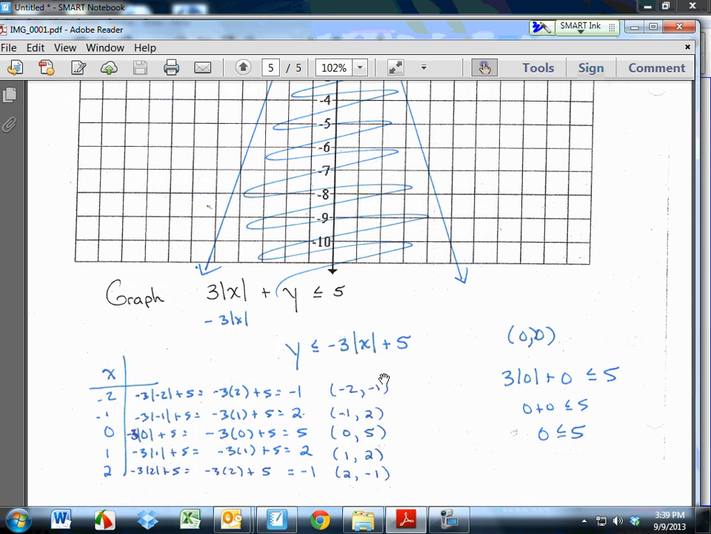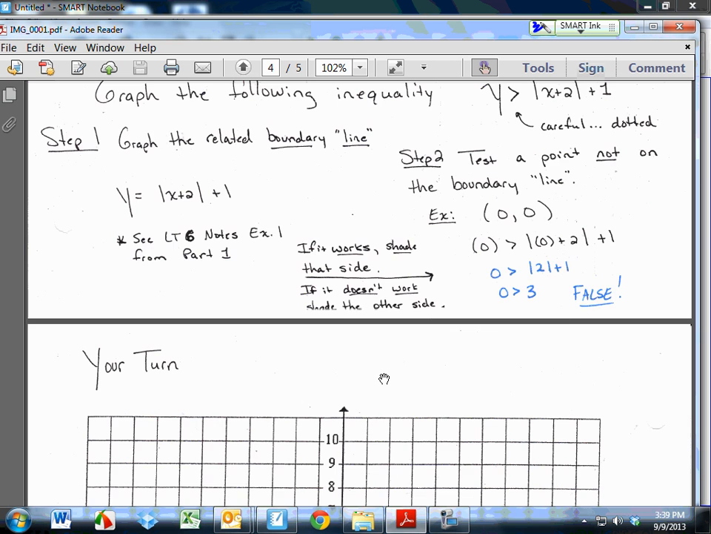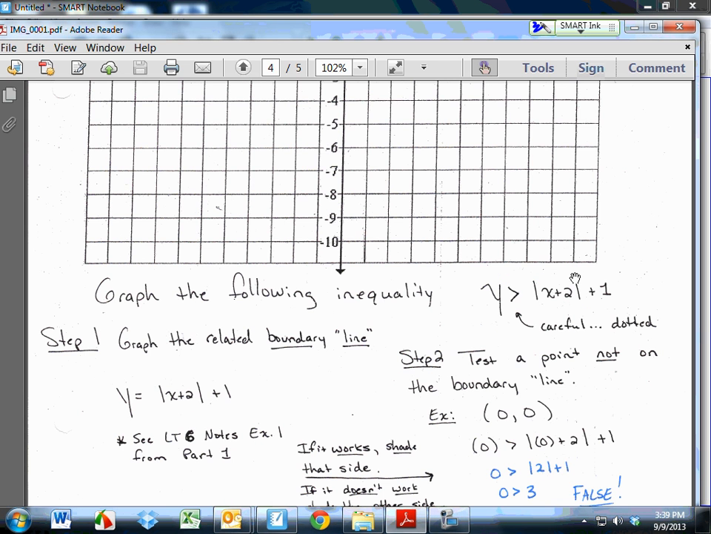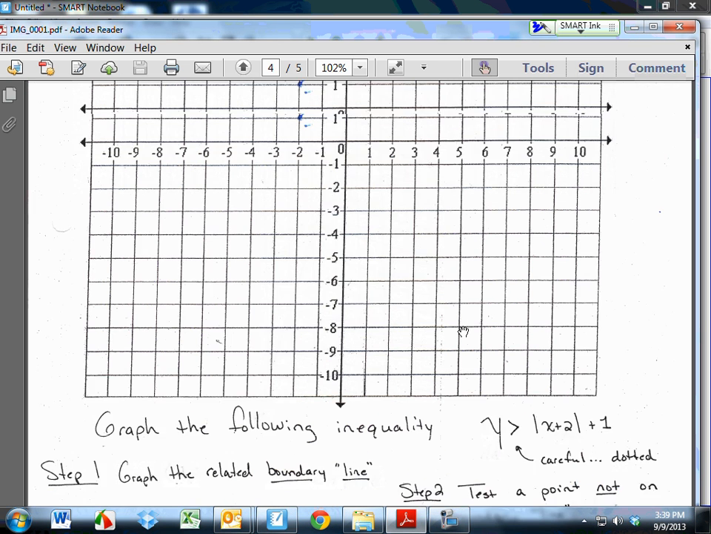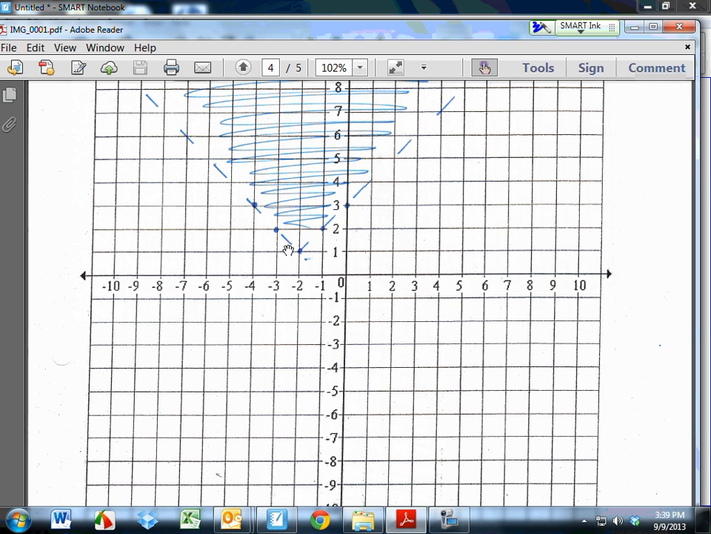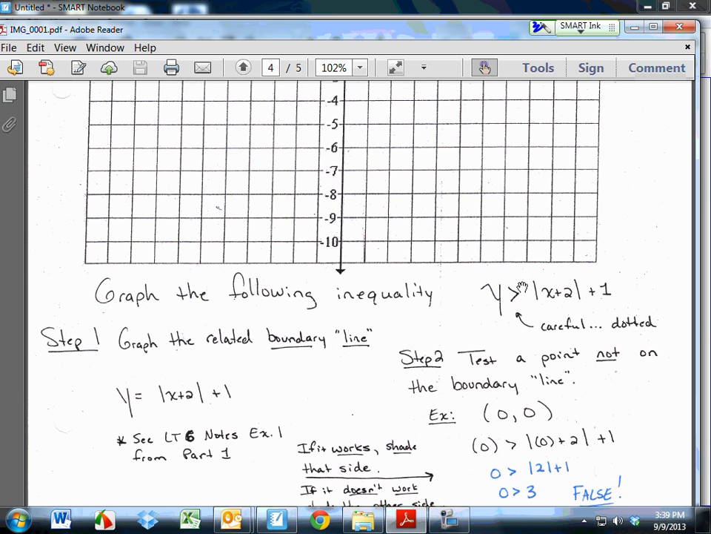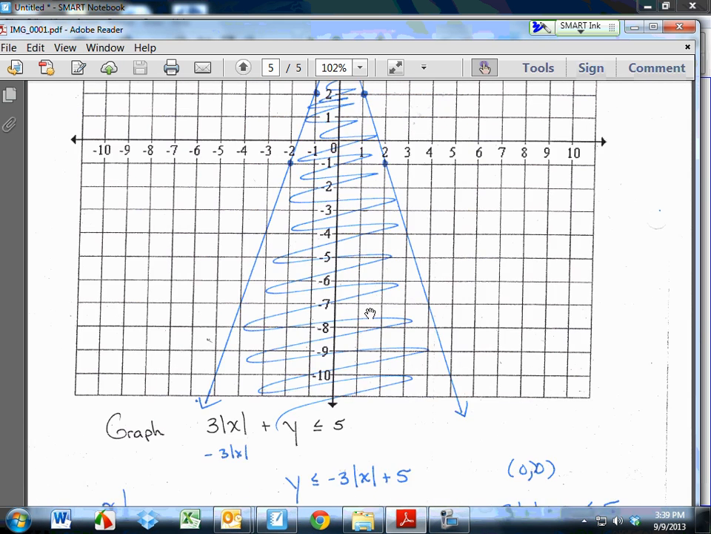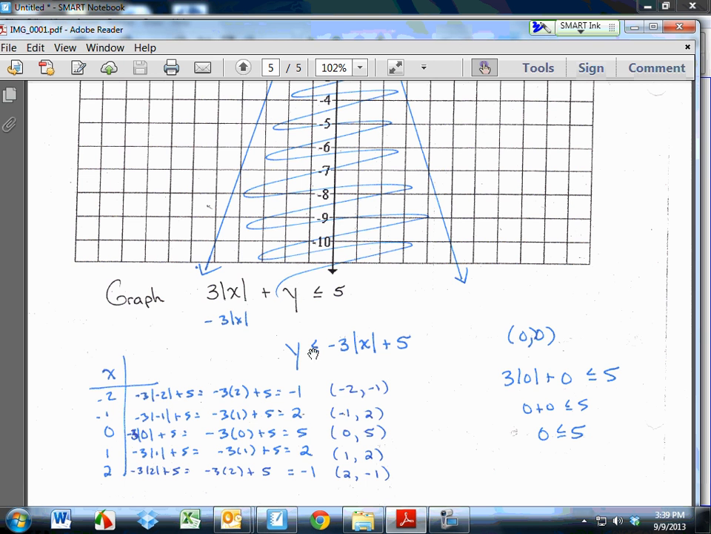And that's basically learning target 6 notes: graphing inequalities that contain absolute values. You'll have a V, solid or dotted. Dotted if it doesn't have the equal to. Solid if it has the equal to. And then you'll shade up or down.